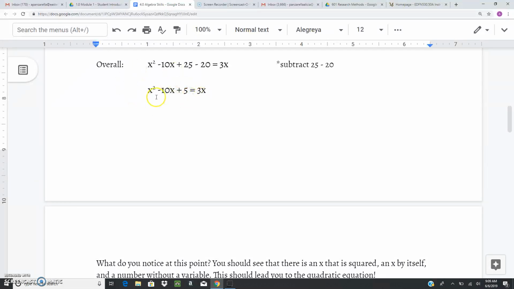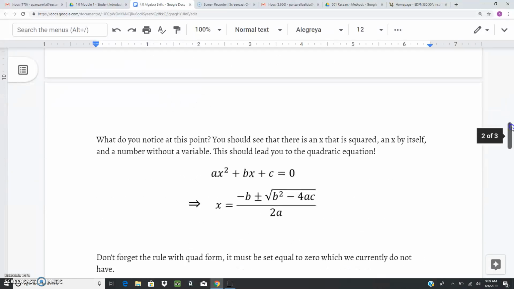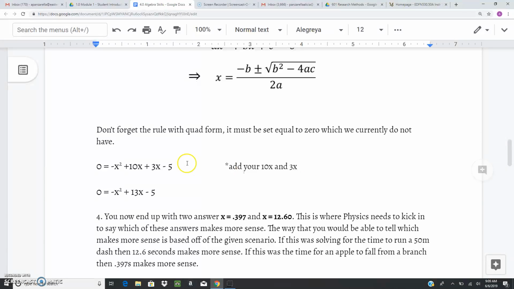So I subtracted everything to the right-hand side. In hindsight, it probably would have been easier to just subtract the 3x over, but I tend to always put everything on the right. So when I did that, I got 0 is equal to negative x squared plus 10x plus 3x minus 5. So obviously I want to combine these two terms to give me a final answer of negative x squared plus 13x minus 5.